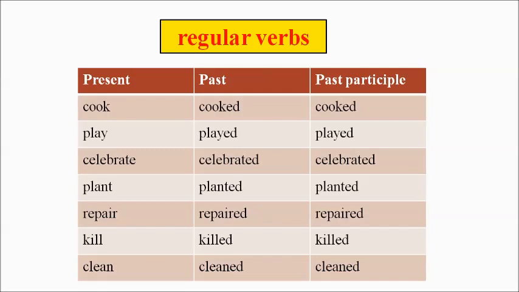In this grid, there are three columns, present, past and past participle. Cook, cooked, cooked. Play, played, played. Celebrate, celebrated, celebrated. Plant, planted, planted. Prepare, prepared, prepared. Kill, killed, killed. Clean, cleaned, cleaned.